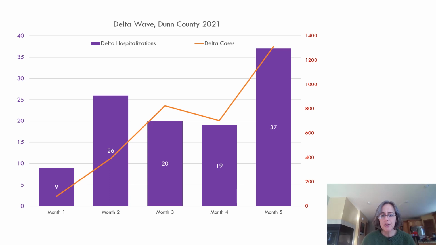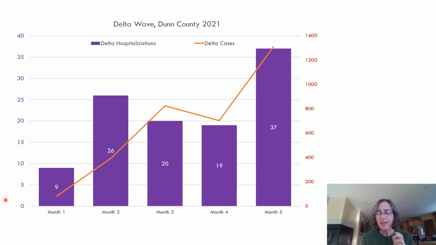So I just wanted to show you an example of another type of graph. So this one is a combination graph. So we have both a line and a bar graph. And we have two different axes here, right? So on the purple are people who are hospitalized with COVID-19. This was during the Delta wave in 2021. And then the orange line is the total number of cases. So people that were reported to have been diagnosed with COVID-19, to have tested positive for COVID-19.